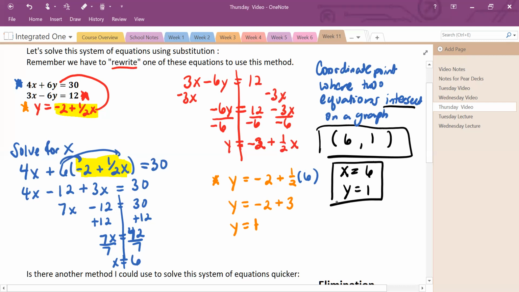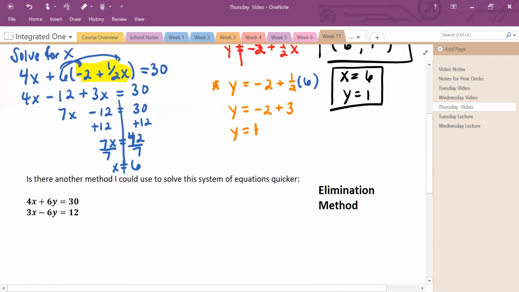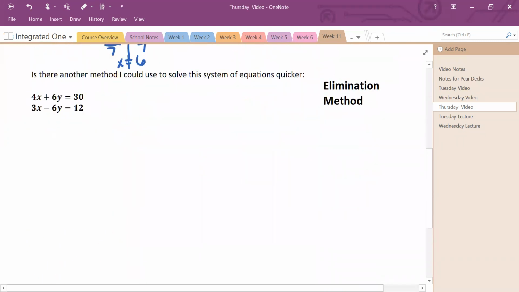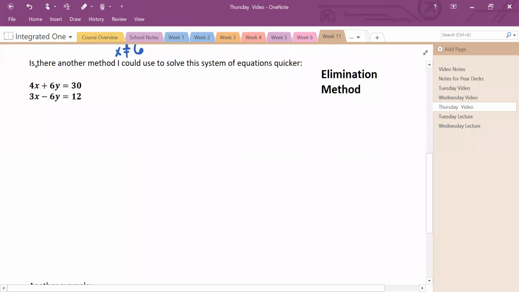All right, but that seemed like a lot of work. I had to rewrite one of those equations again. I would prefer not to do that. Well, we're in luck. There is another way that we could find that intersection point, the x and y value, without using substitution or equal values method. And that's called the elimination method.